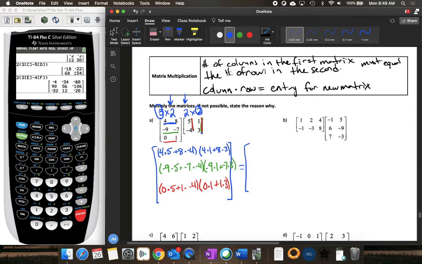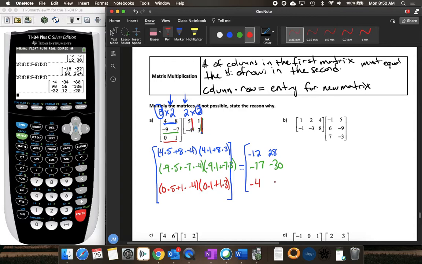For the first entry, you're going to take 20 minus 32, which is negative 12. The second is taking 4 plus 24, which is 28. We'll then take our second row, so negative 45 plus 28 is negative 17. And then negative 9 minus 21 is negative 30. And then for our final row, we'll get 0 plus negative 4, which is negative 4.